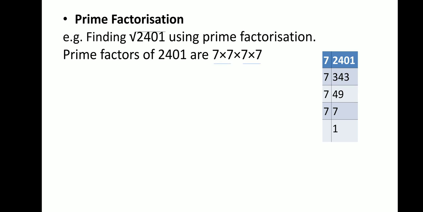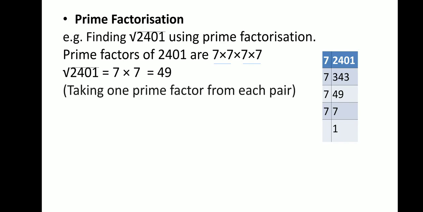And now we need to take only one prime factor from each pair. So square root of 2401 is equal to 7 into 7, that is equal to 49, taking one prime factor from each pair. Two pairs are there, so one prime factor is to be taken from each pair, and you will get the square root of 2401 equal to 7 into 7, that is equal to 49. I hope this method is also very much clear to you.